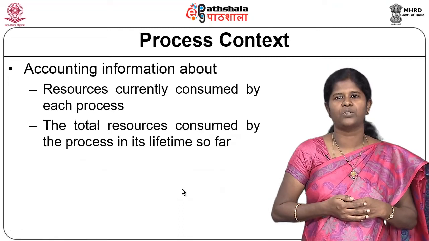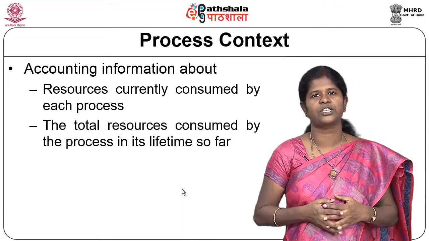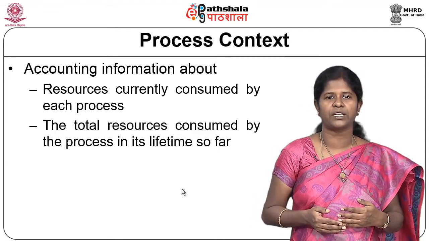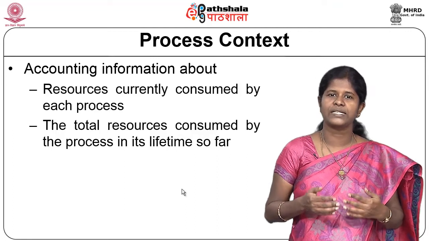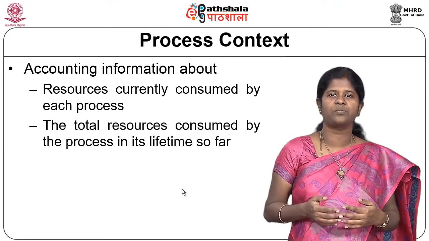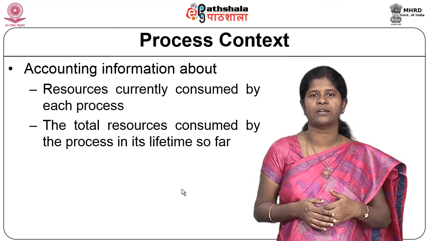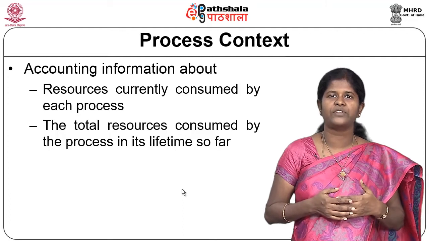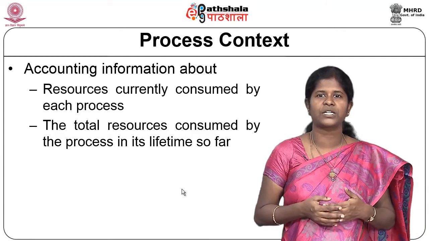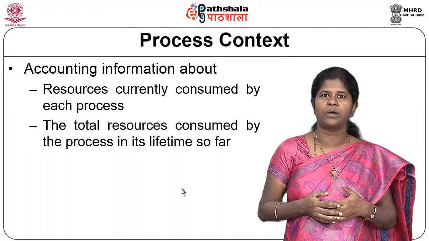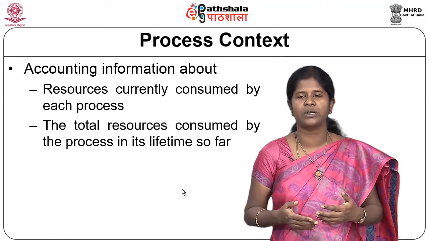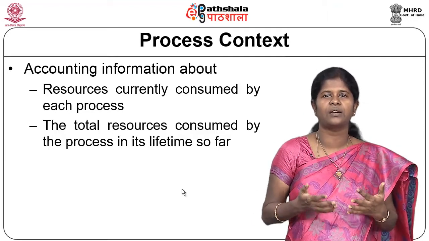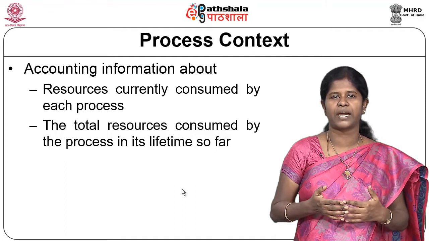And then you have accounting information. Accounting information about a process tells about the resources that are currently consumed by each process, and it also has information about the total resources consumed by the process in its lifetime so far. For example, the CPU usage time. It can also have information about the amount of time the process spent in user mode, the amount of time the process spent in kernel mode, and so on. All this information put together forms the resources that are consumed by each process.